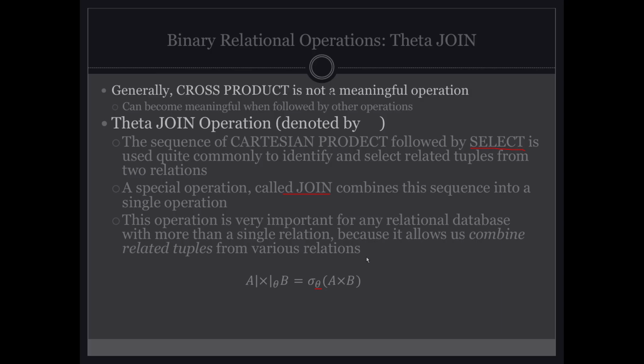So Cartesian product gave us a way to combine tables in general, but in order to make the generated table useful, you're gonna use selection, okay? And because you do this so many times, you might as well make it into a single operation, and that's called join, okay? The notation here is A, then this weird looking thing, and then a condition, okay? And the condition here is denoted by theta, okay? Then B, okay?